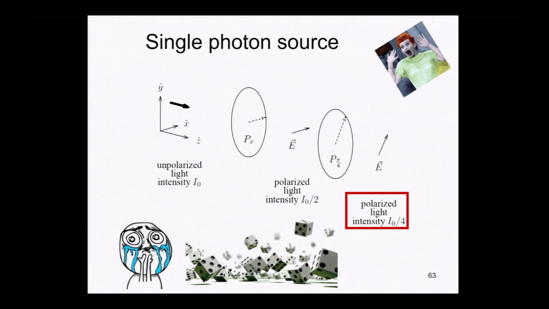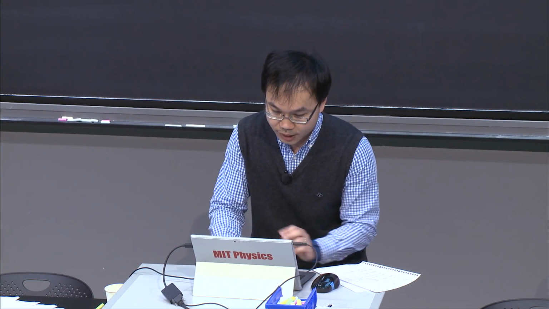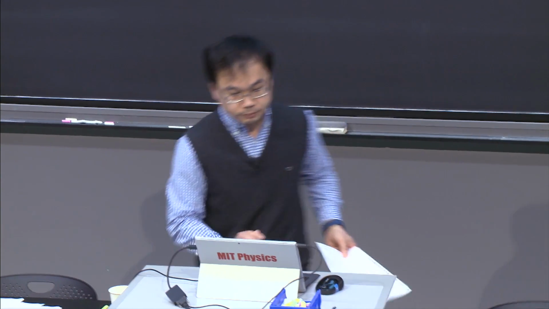And what happens is the following. So basically the result of a single photon source tells you that you really need to play dice so that you can actually get the resulting polarized light intensity.